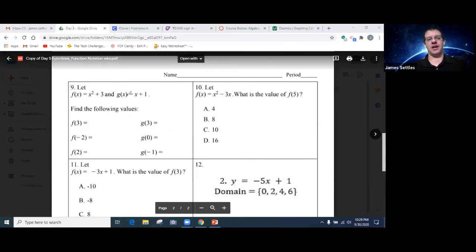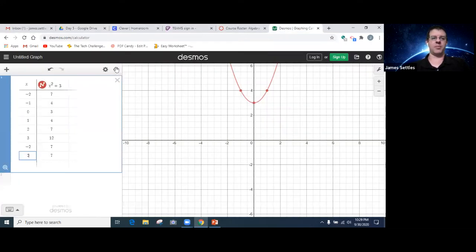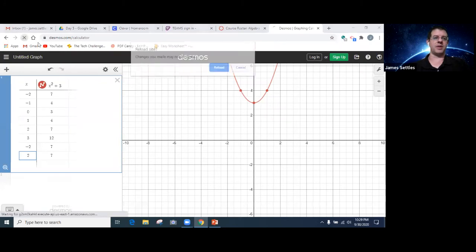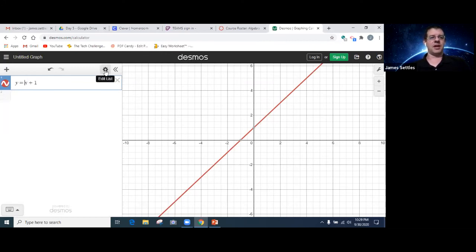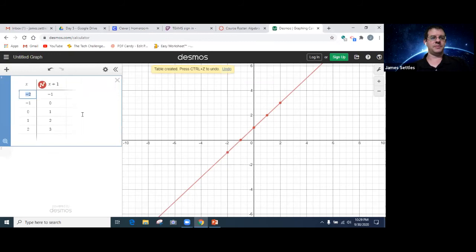All right, so now I can go plug in this g of x, but g of x is a totally different equation, x plus 1. So I'm going to come back over here. I'm going to reload everything, because anytime that we do something new, we reload it. And then we're going to do x plus 1. Oh, I forgot to do y equals. Now notice, even without the y equals, it actually still graphed it. But I'm going to put y equals. All right, and then we're going to go do the table.